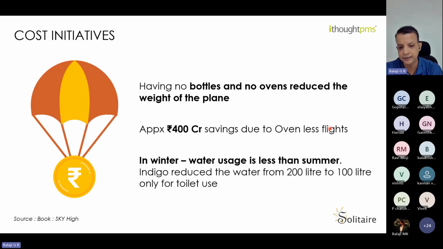And there is another interesting data point on water usage. They did a study and figured out that water usage during winter is less than in summer, right? So during winter, the amount of water carried is reduced dramatically from 200 liters to 100 liters. So as a carrier, they're using multiple ways to find the optimum use of weight to reduce fuel consumption, which will directly reflect in profitability.